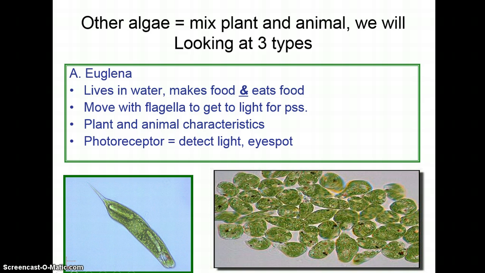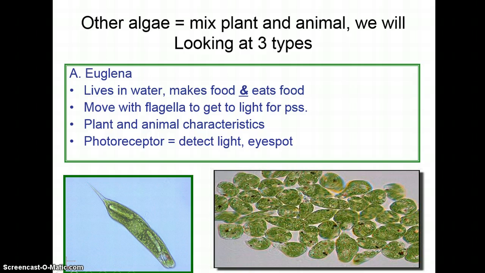The first one we're going to talk about is euglena. I have 2 microscope slides set up for this. Obviously they're going to live in water. They can make food through photosynthesis and they can eat food. They move by a flagella, and that's how they get to the light to make their food through photosynthesis. That's also how they can get to food if they need it. If there's been days and days without sun, they still need food, so they can eat food. So they have plant and animal characteristics.